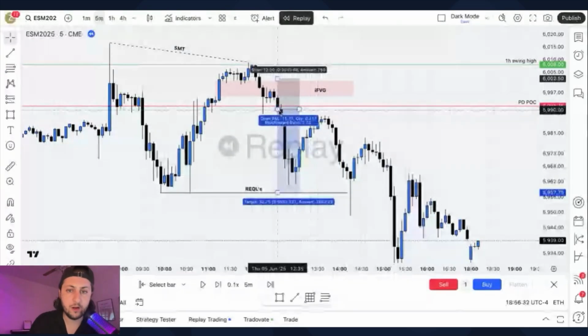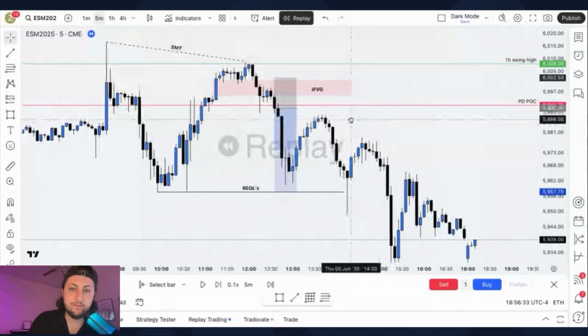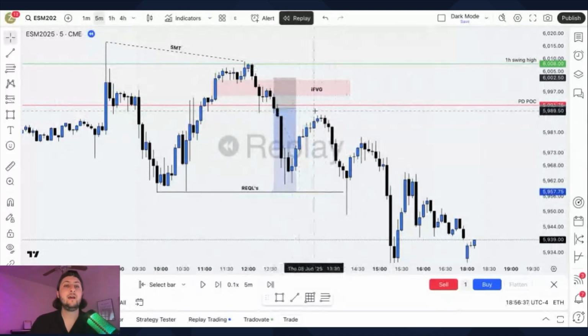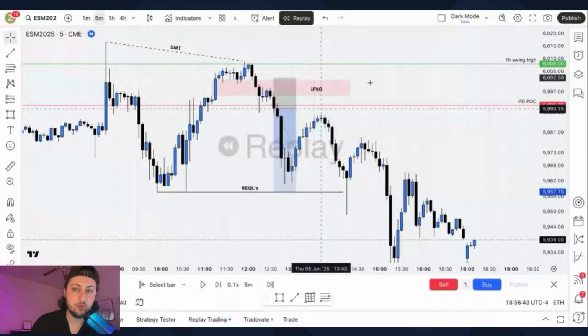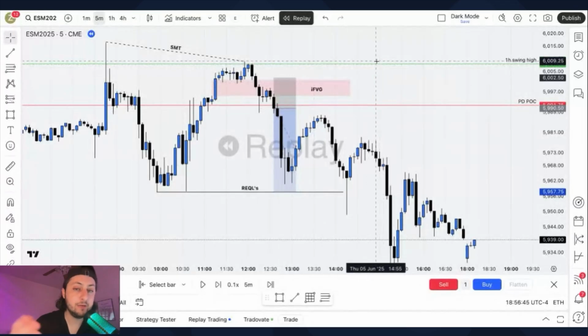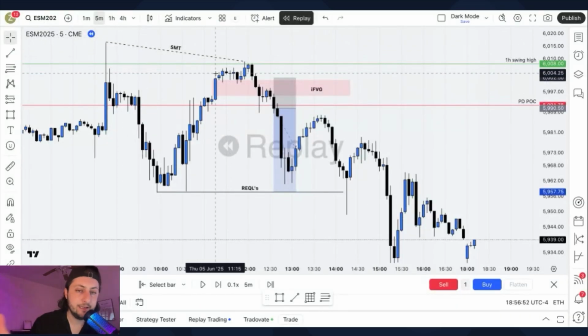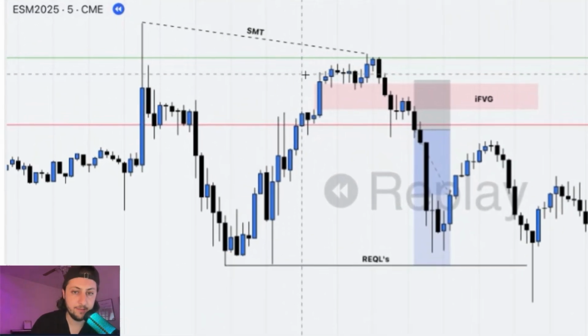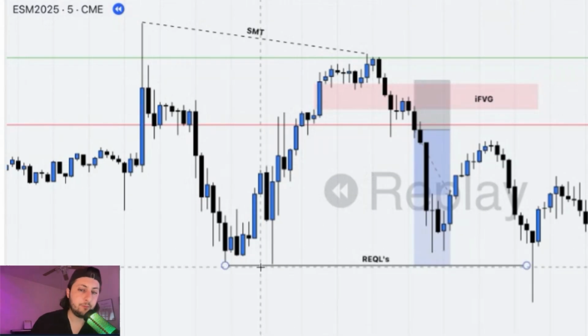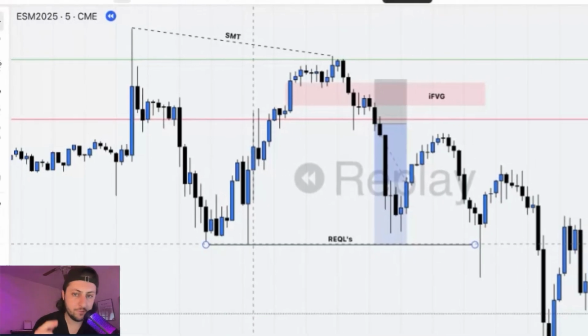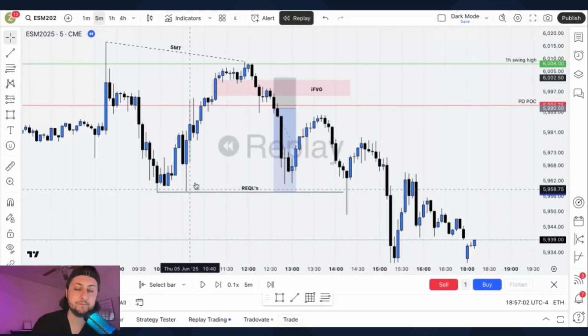So I'm going to show you guys one other entry you could have where you really follow the previous day's POC. Okay, so again, just overview: higher time frame tap into a strong resistance level, the 1 hour swing high, we sweep liquidity. Step 2, bearish SMT divergence between ES and NQ. ES makes a lower high, NQ makes a higher high inside the higher time frame zone. Step 3, relative equal lows as our draw on liquidity. Step 4, inversion fair value gap entry point right here.